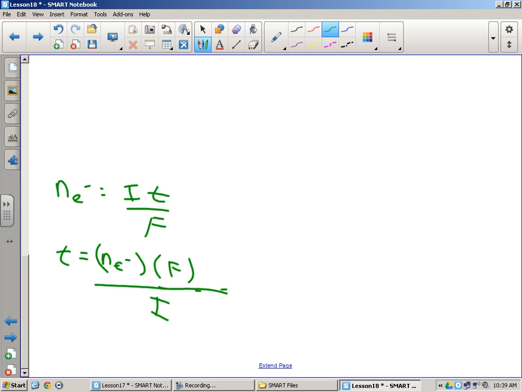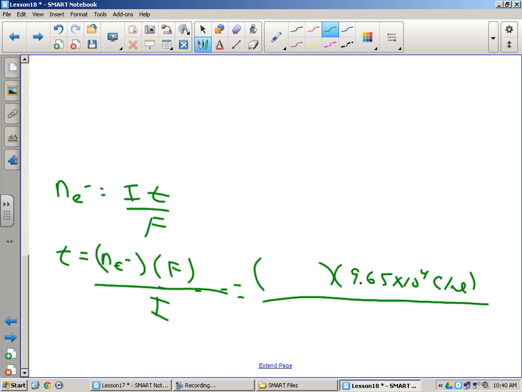All right, so let's take a look here. What do I have? If I want to solve for T here, I need to know amount of electrons. Do I know the amount of electrons yet? No, not yet. Okay. Do I know F? I do know F. That's pretty straightforward, I think. That's 9.65 times 10 to the 4 coulombs per mole. Do I know the I? And I do. It was given to me in the question here somewhere.